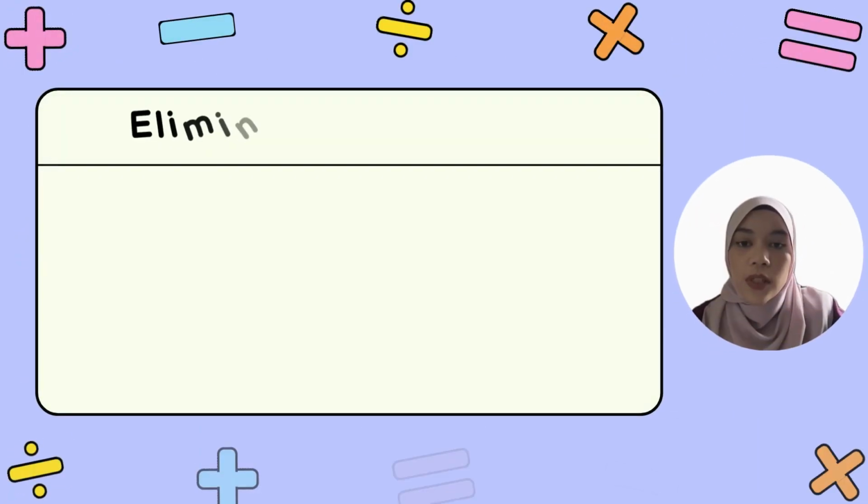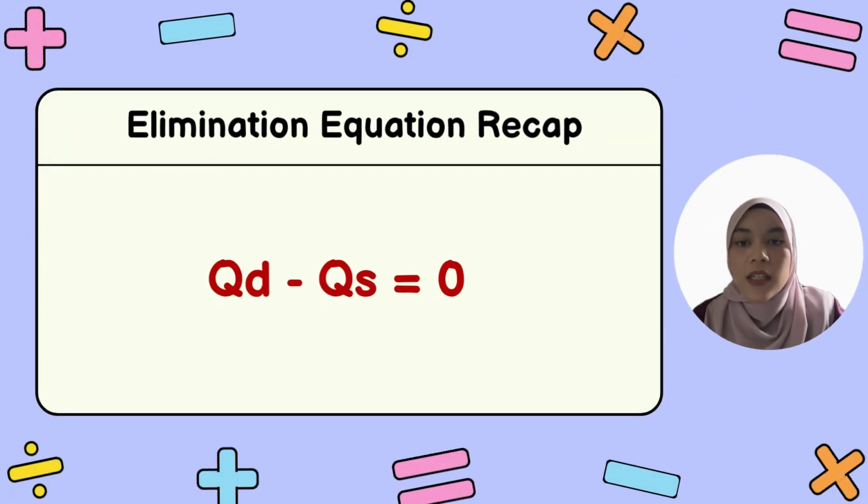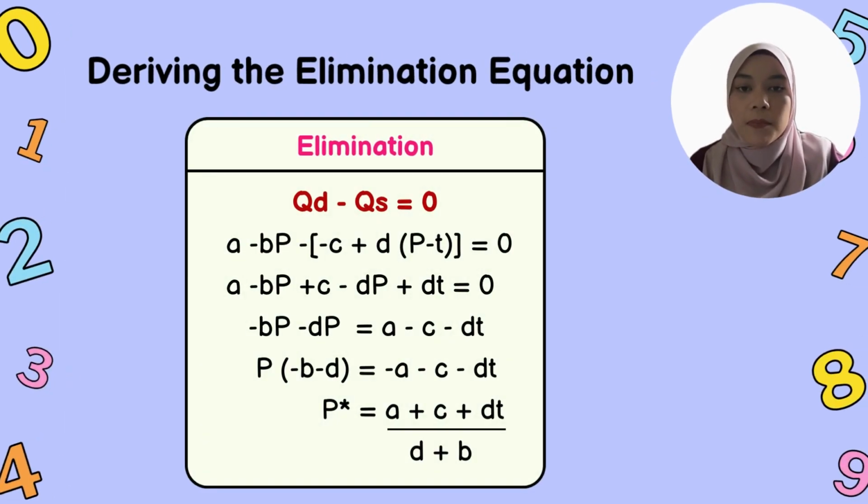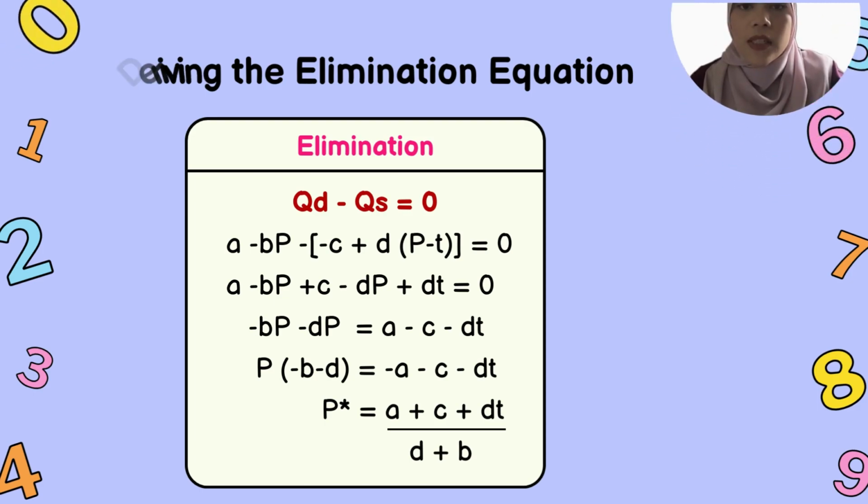So next we will use the elimination technique. The elimination equation is QD minus QS equal to 0. Expressed in terms of variables, it will be A minus BP minus bracket negative C plus D times P minus T equal to 0. Then remove the bracket and it will be A minus BP plus C minus DP plus DT equal to 0. After a few steps, we will get the same answer as the substitution.